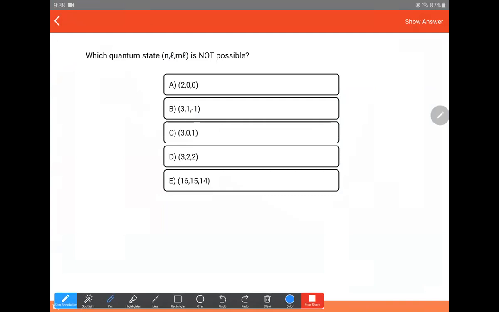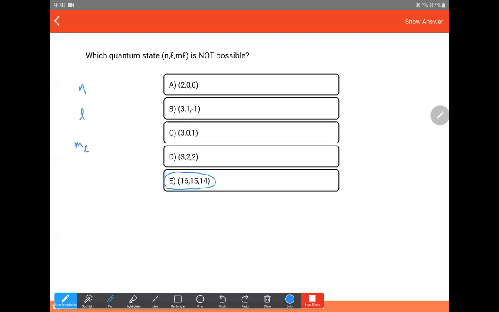All right, these not possible quantum state questions are fun ones to work through. Basically, which one is not a possibility? You might first look towards this one and think, well, that's too big. But in reality, these numbers can get quite huge. We don't see that on the periodic table, but potentially the possibility is there. We still have to work through that process of N to L to M sub L.